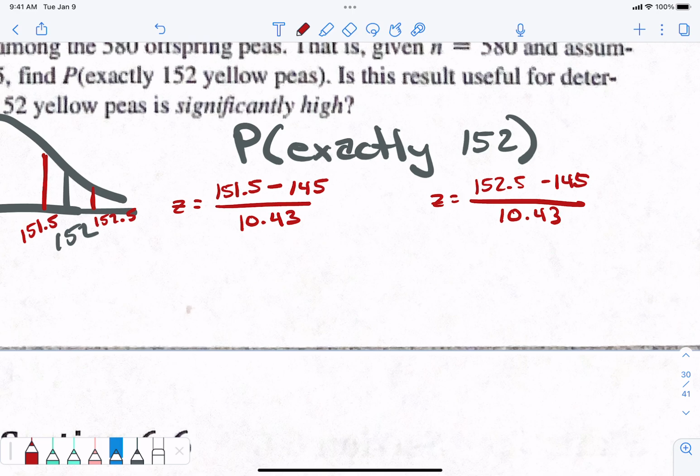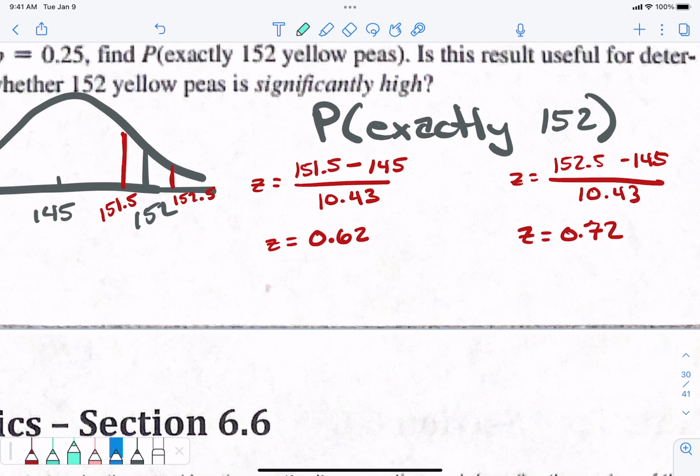We already know the first one. What's the z-score? 0.62. We did that one already. What's the z-score for the second one? 0.72. Okay, so this is a z-score of 0.62, z equals 0.62. I'm writing this all out so you can see it. This has a z-score of 0.72.